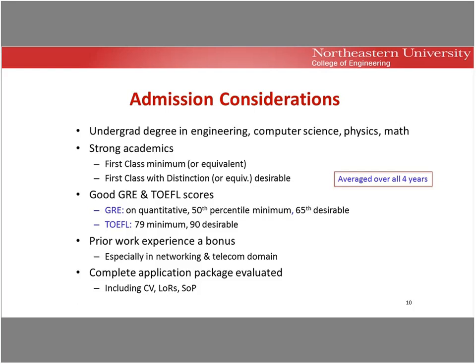For North American applicants, the requirement is a 3.00 GPA over the full academic undergraduate program, and we look for very much the same kind of thing for international applicants from whatever country they're from. We clearly look for good GRE and TOEFL scores. On the GRE, a bare minimum would be the 50th percentile, but the 65th percentile, which is around 720 or so, is much more desirable. On the TOEFL, the absolute minimum is 79, but we really look for people with a higher score, such as around 90 or higher.